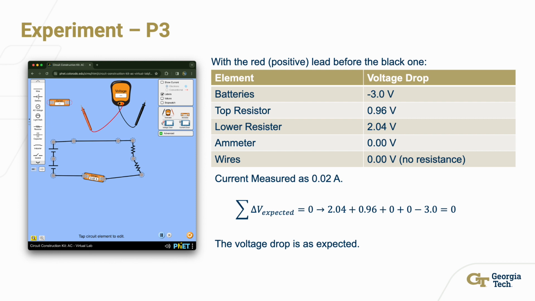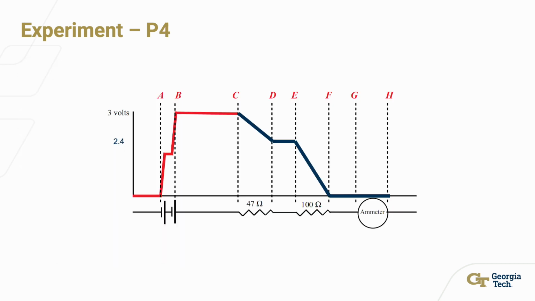With the red positive lead before the black one, we measured the voltage drop in each element: battery negative 3, the top resistor 0.96, lower resistor 2.04, ammeter 0, and wires 0. We measured the current as 0.02 amps. The sum of the expected is 0, and we added those up and we got 0, and so the voltage drop is as expected.